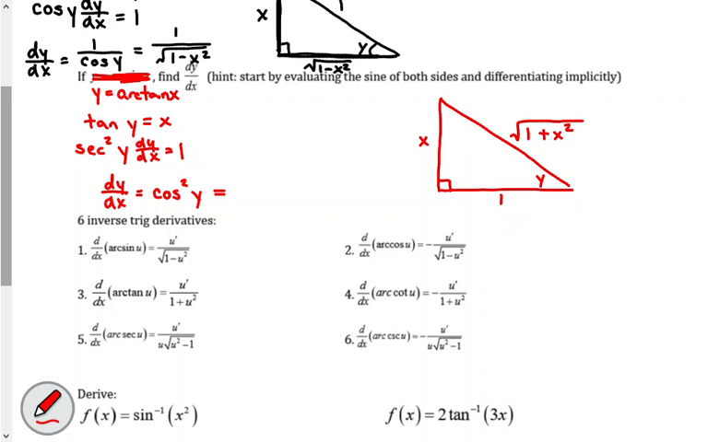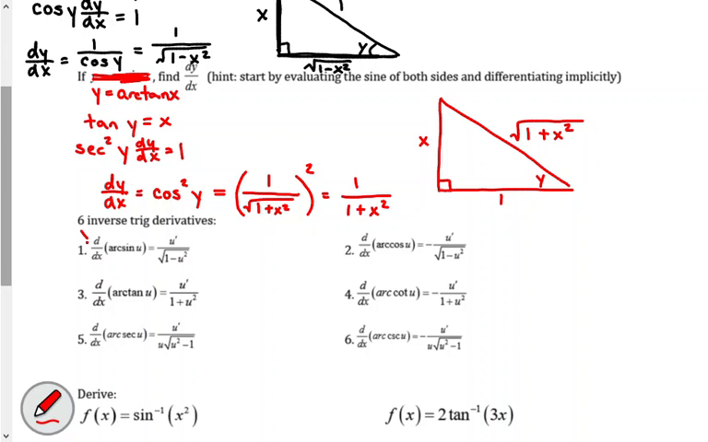So it becomes adjacent over hypotenuse squared. So just 1 over 1 plus x squared. Cool. That's the derivative of arctan. Or if you want to do it with u's and have chain rule, then it's 1 over 1 plus u squared times the derivative of what's inside. So you can remember one or the other.